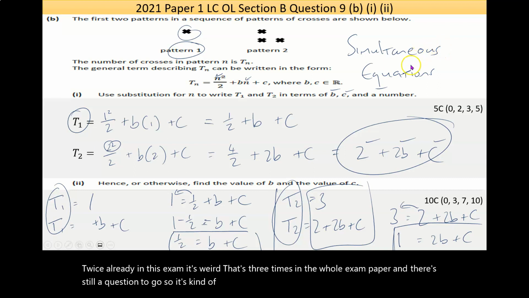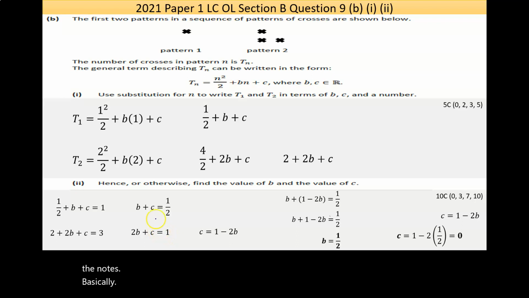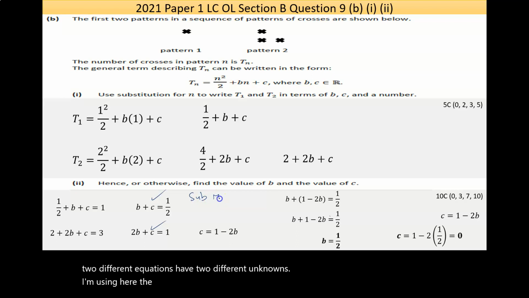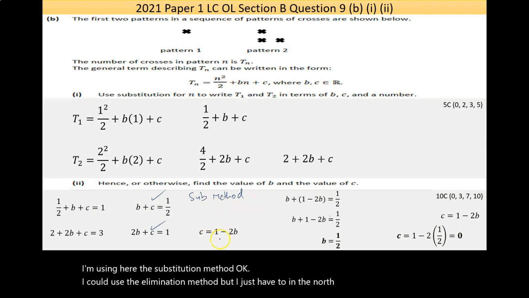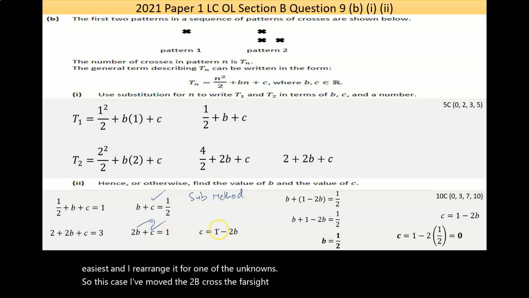Now I'm going to bring us to the answer in the notes. Basically, what I did was I have the two equations identified on the previous page, two different equations of two different unknowns. I'm using here the substitution method. I could use the elimination method, but in the notes here I've chosen to use the substitution method, where I take one of the equations. You always take the one that's easiest, and I rearrange it for one of the unknowns. So in this case, I've moved the 2b across the far side. I end up with c equals 1 take away 2b.